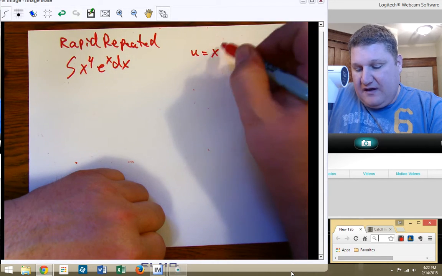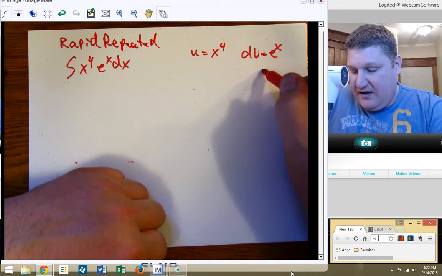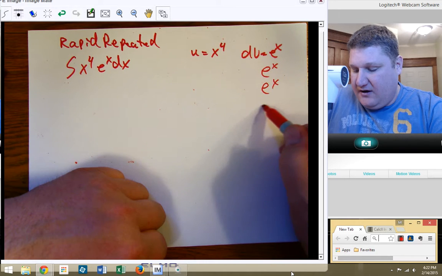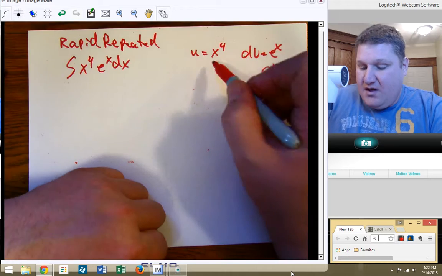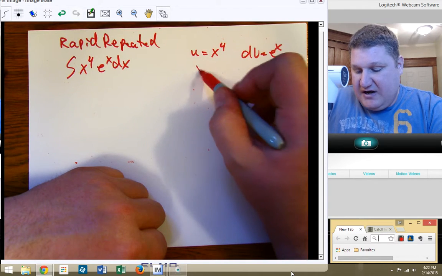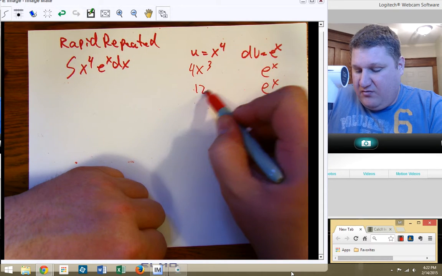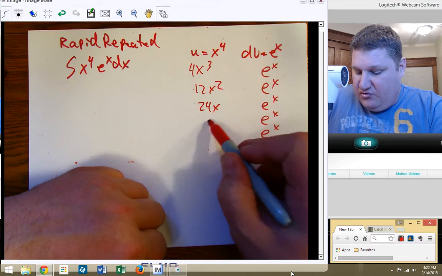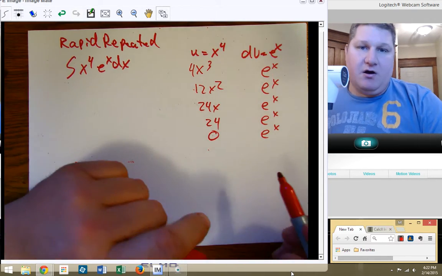u equals x to the 4th, dv equals e to the x. Now the nice thing is I could integrate e to the x all day long, and it's just going to stay e to the x, e to the x, e to the x. Down here I can begin differentiating x to the 4th: 4x cubed, I end up with 12x squared, I end up with 24x, 24, and in fact I can even differentiate that and come up with 0.